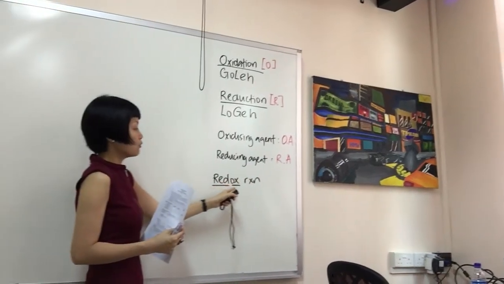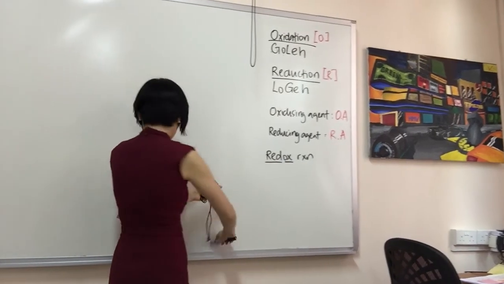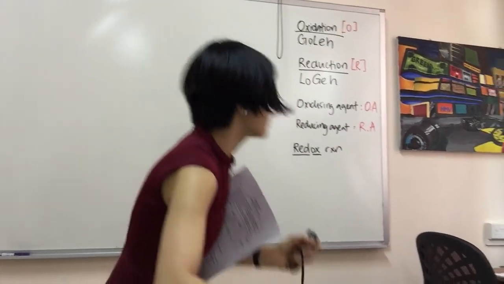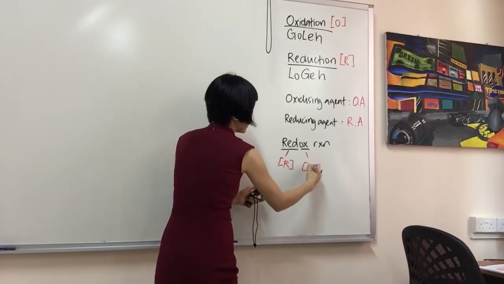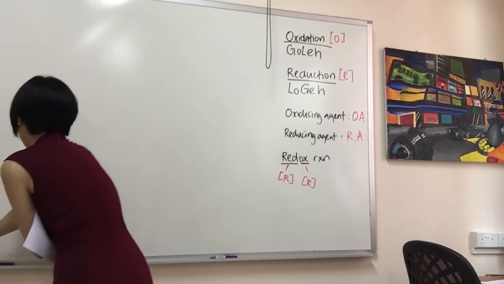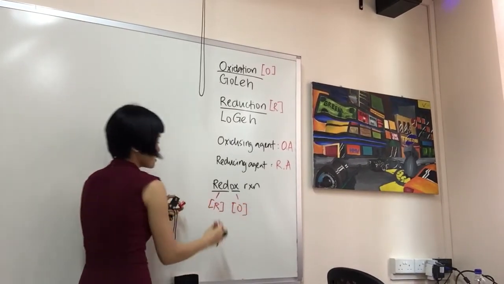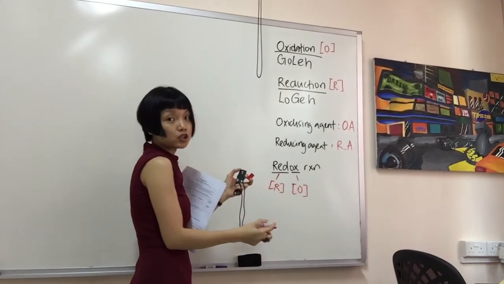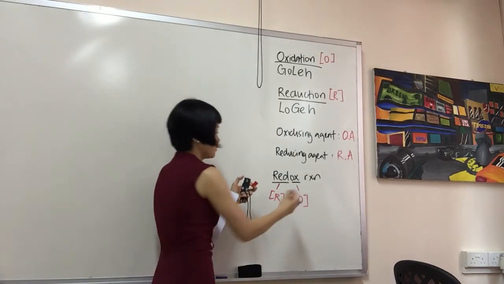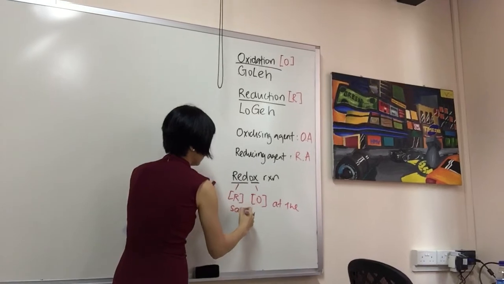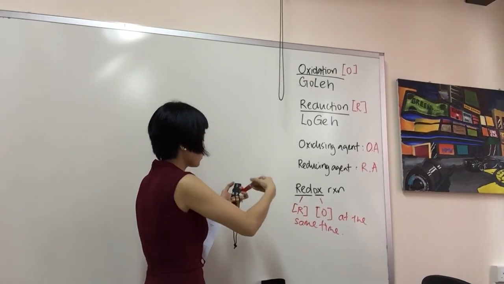You also learned the concept of redox reaction. If you look at the word redox, you can see the word red and ox. What do red and ox mean? Red means reduction, and ox means oxidation. Since they are in the same word, they must take place at the same time. That's why the definition of a redox reaction is oxidation and reduction taking place at the same time.